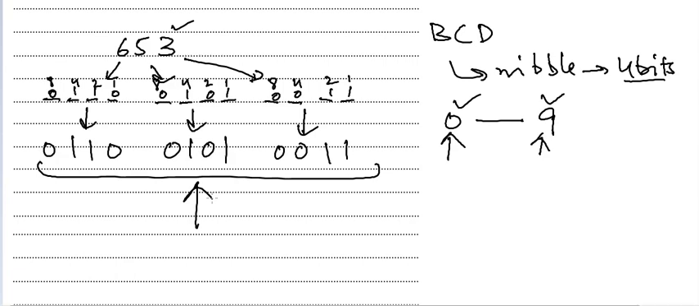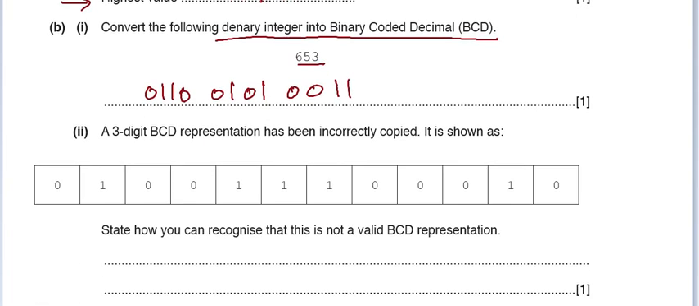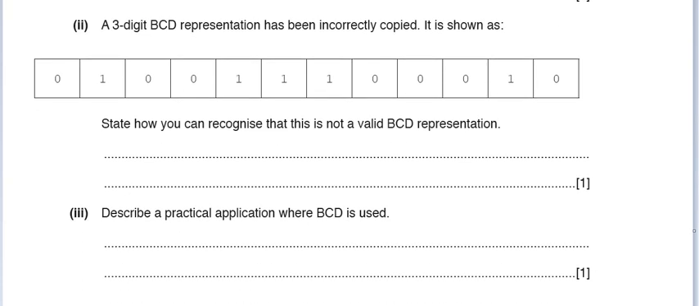Remember, BCD is represented using a nibble. Nibble means 4 bits. And what is the maximum possible value in BCD? 9. So our final answer is 0, 1, 1, 0, 0, 1, 0, 1, 0, 0, 1, 1. Fine. Let's now take a look at this question.